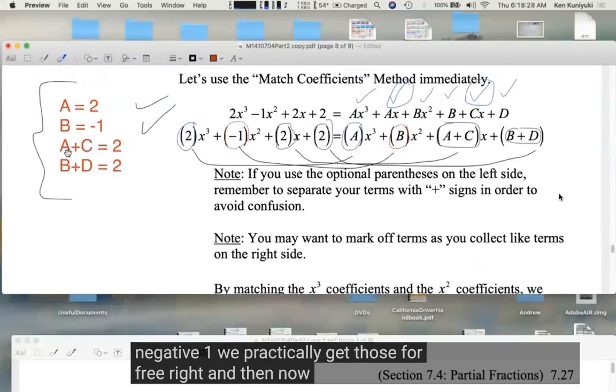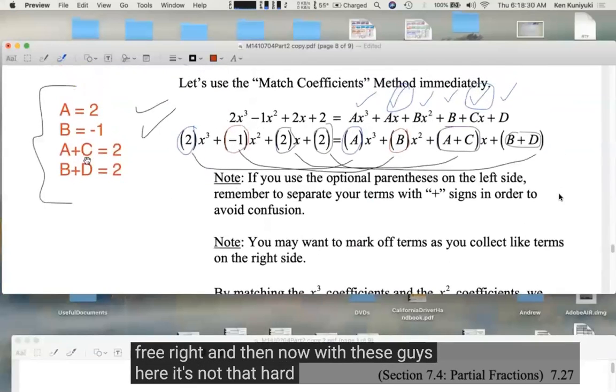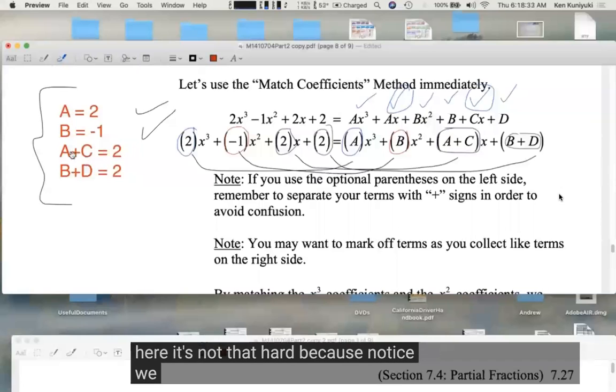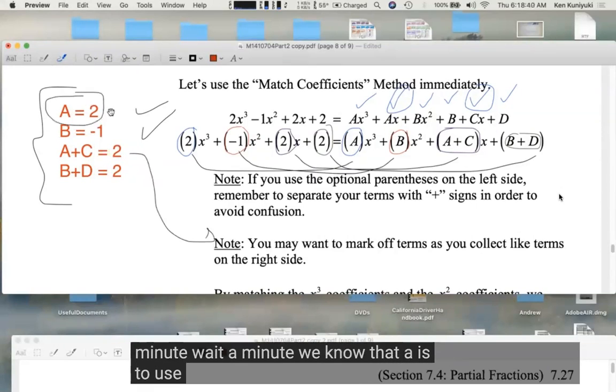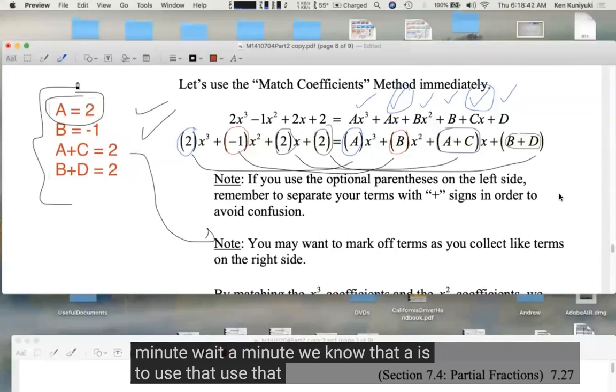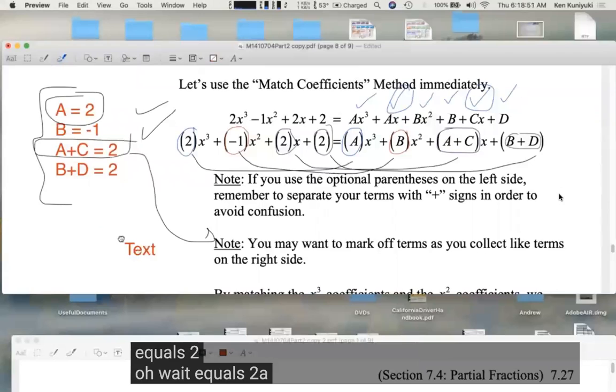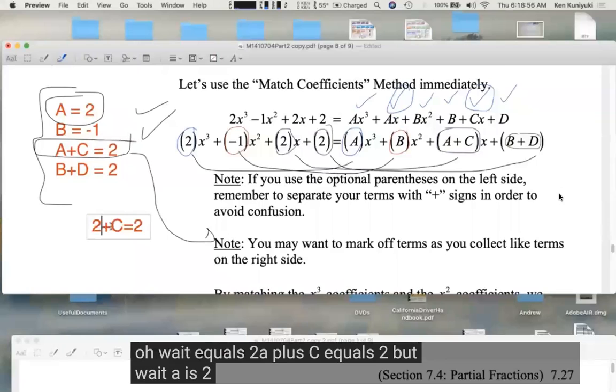And then, with these other equations, it's not that hard, because notice we have A plus C equals 2, but now wait a minute. We know that A is 2. Use that. A plus C equals 2, but wait, A is 2. So therefore, C equals 0.